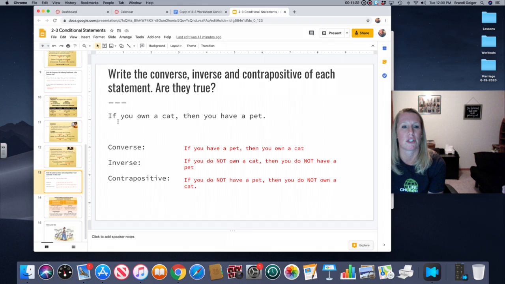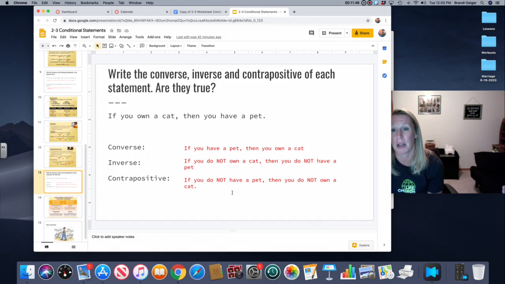The inverse goes to the original statement and adds the nots. If you do not own a cat, then you do not have a pet. That's also a false statement because just because you don't have a cat doesn't mean you don't have a pet. And then the contrapositive takes the original statement, flips it, and adds the nots. If you do not have a pet, then you do not own a cat.